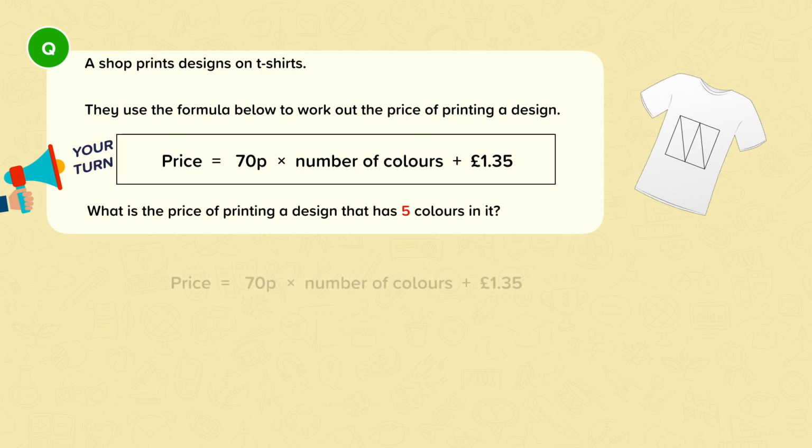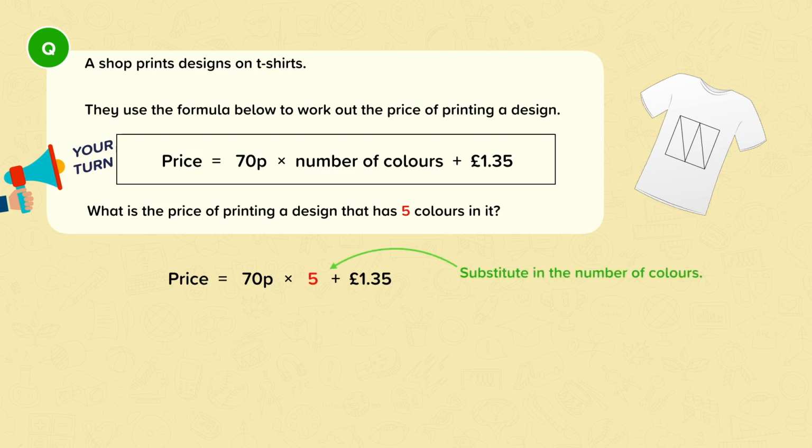So, the first thing we know that we need to do is substitute in the number of colours for 5. So this looks like this. Price equals 70p times 5 plus £1.35. The first thing we need to do is multiply. So 70p times 5 is 350p. We have the price equals 350p plus £1.35.